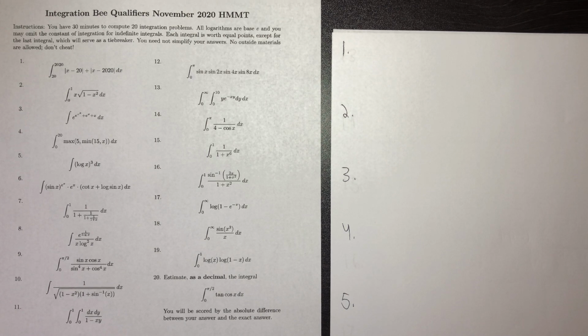Today we're going to be doing the Integration Bee Qualifier Round from the November 2020 HMMT. Now, I did take this test live, so I've seen these problems before, and I was able to get 15 out of the 20. The way this test works is you have 30 minutes to complete 20 problems, but problem number 20 is an estimation problem, so that they could break ties.